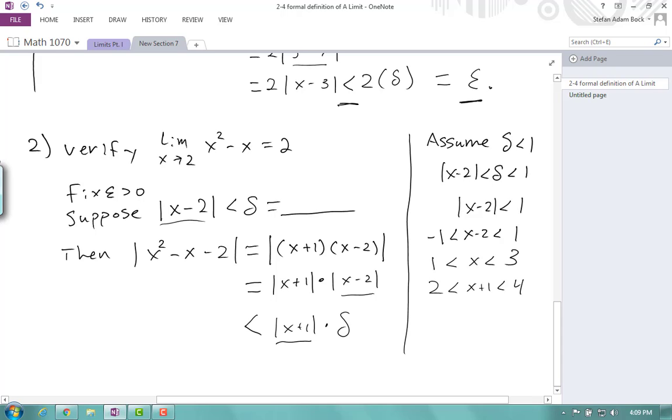Which tells me that my x plus 1 is always smaller than 4. It's also bigger than 2, but that doesn't concern me too much. So I can replace this x plus 1 with a 4 now. And now I have a simpler expression. I can set that equal to epsilon, which tells me that if delta is equal to epsilon divided by 4, I'll have what I need.